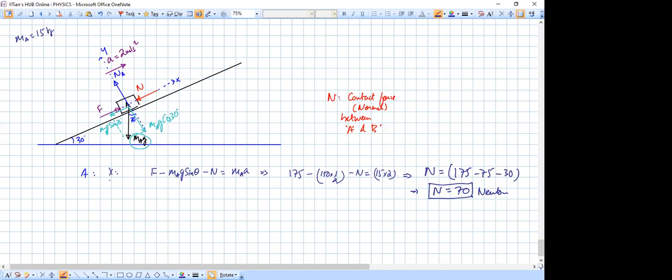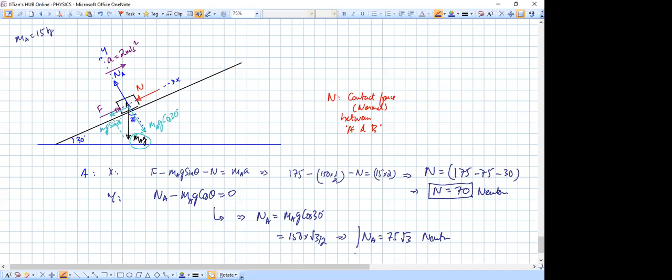Okay. And along the y-axis, forces are balancing. So N_A minus mg cos theta should be 0. So this will give me now the normal reaction due to the surface on A, the inclined surface. Okay. So now we have only one thing remaining, which is the normal reaction on B, which will obviously be its weight's cos component.